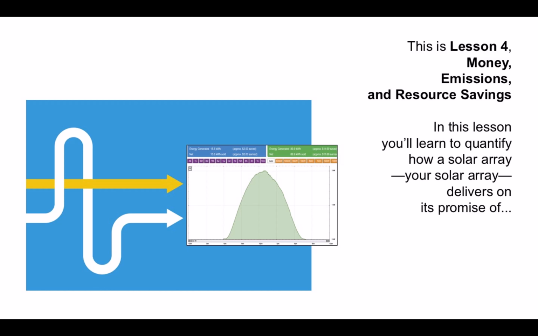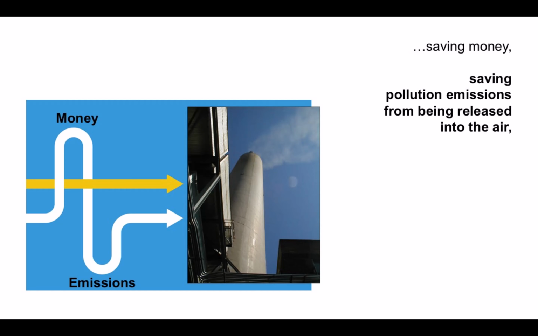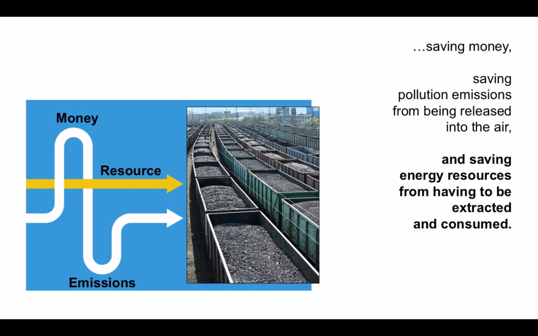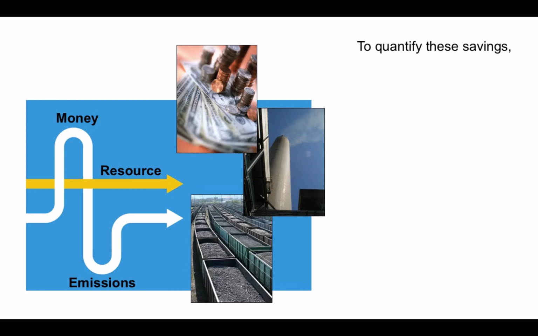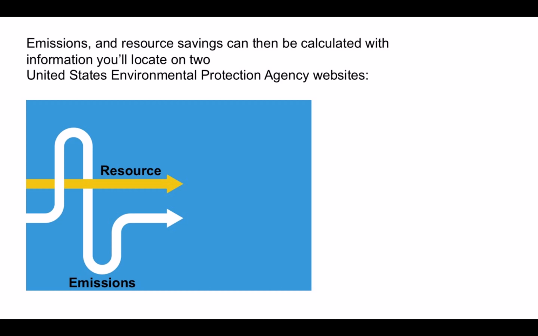In this lesson, you'll learn to quantify how a solar array, your solar array, delivers on its promise of saving money, saving pollution emissions from being released into the air, and saving energy resources from having to be extracted and consumed. To quantify these savings, you'll get energy production performance and money-saving data on your system from the eGauge portal.